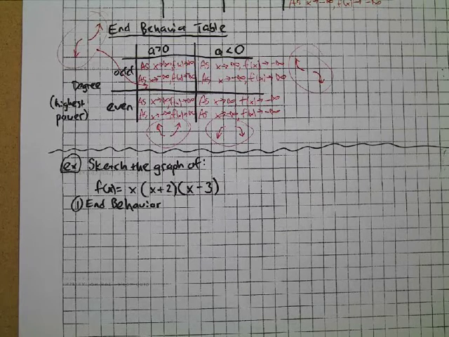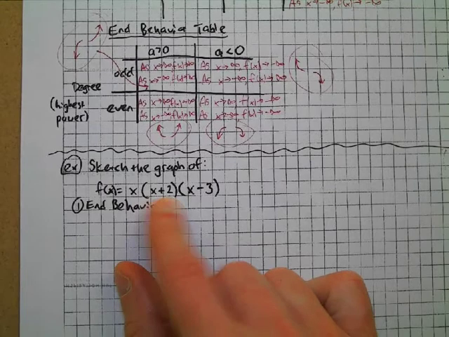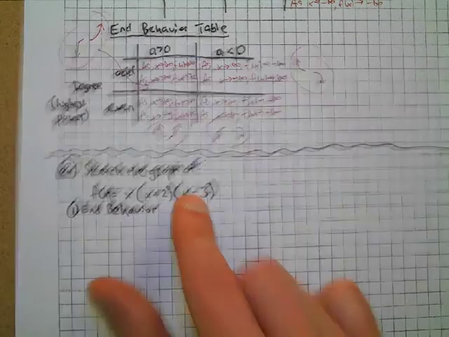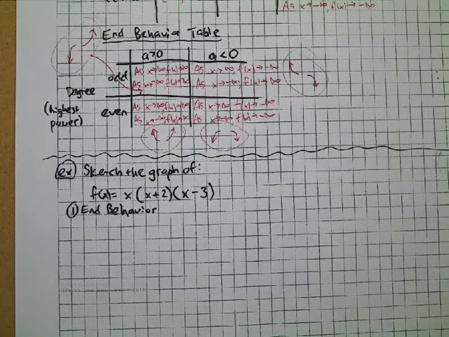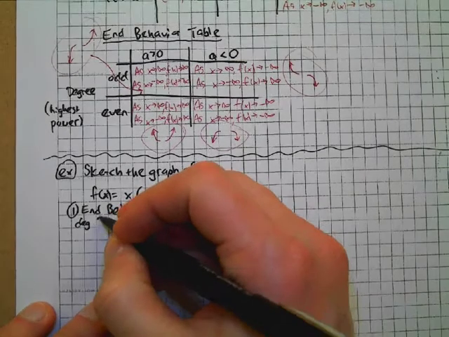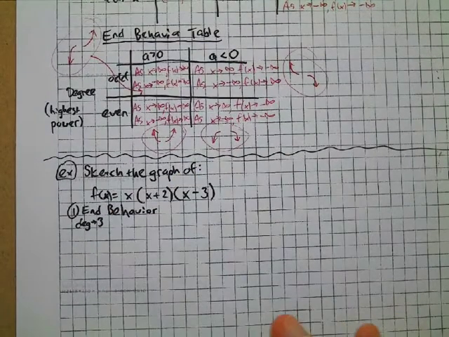This x will multiply with this x plus 2, and then that's going to multiply with this x minus 3. Eventually these three x's are going to have to get multiplied together. So what we're looking at here is an x to the third. So the degree here is going to be 3.